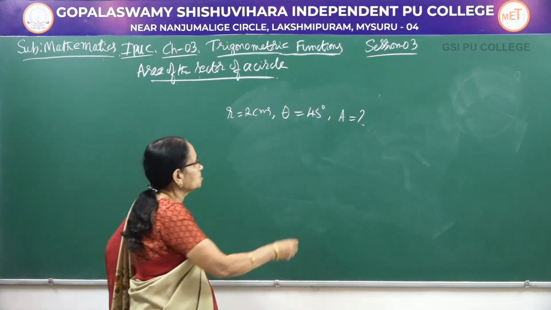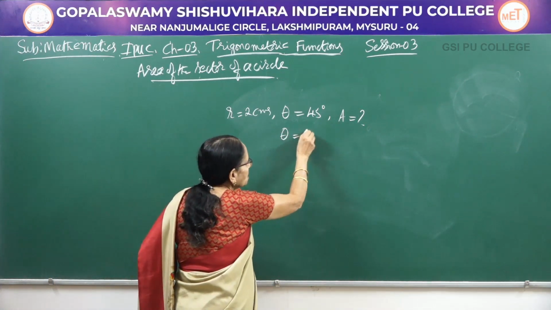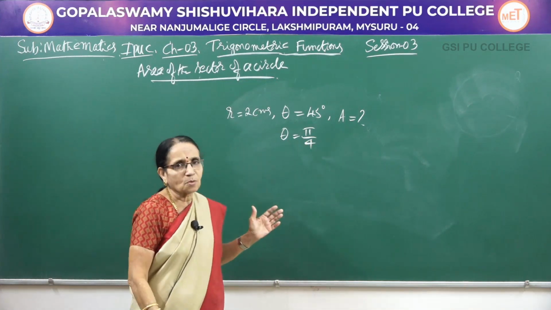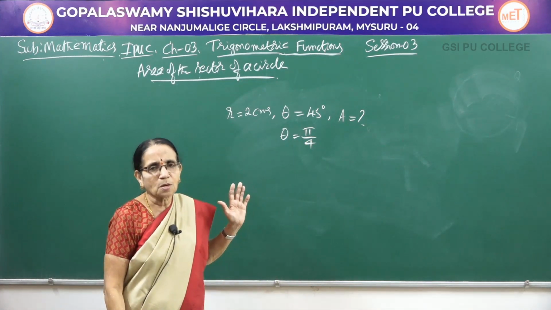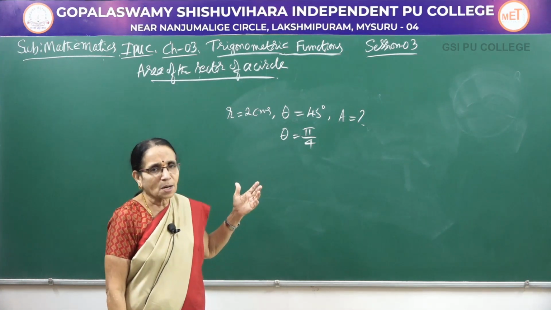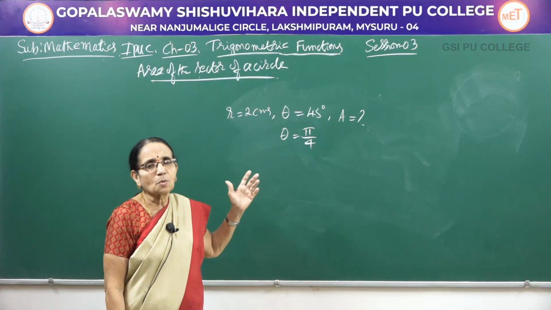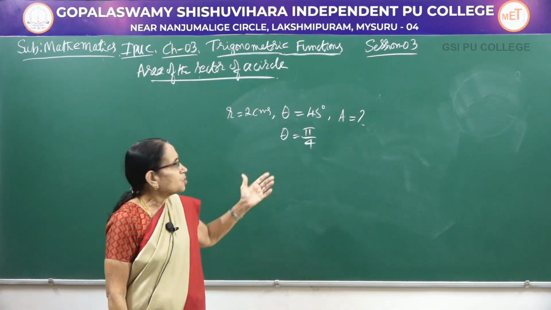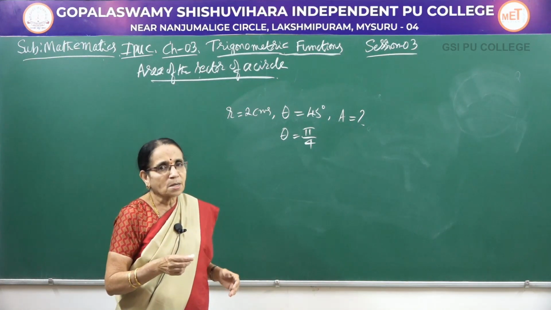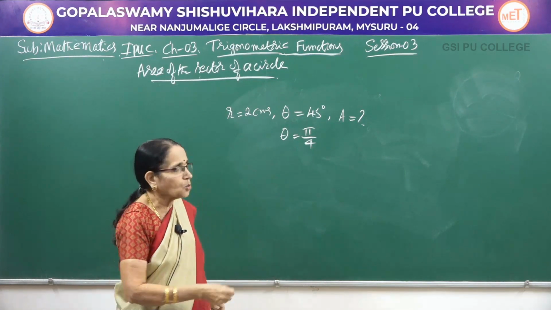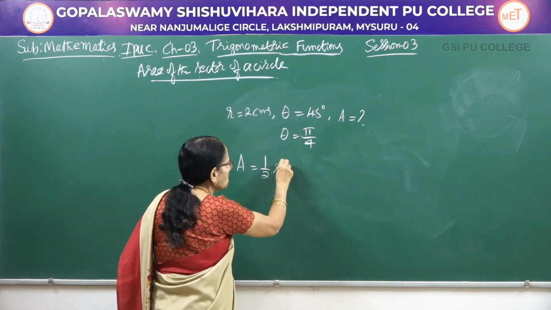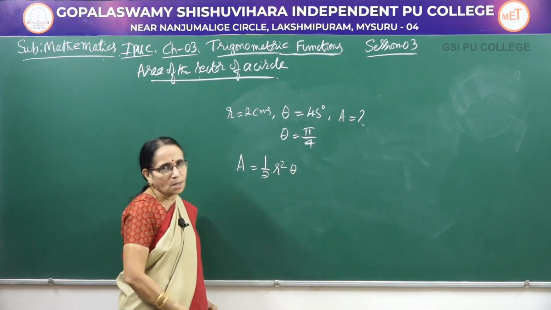Now, 45 degrees, we have done this already, is equal to pi by 4 radian. Be familiar with that one: 30 degree pi by 6, 45 pi by 4, 60 degree pi by 3 and 90 degree pi by 2, because these are the standard values we will come across rather often. If you remember, each time you need not write 45 into pi by 180, directly you could write. Now, consider the formula A is equal to half into r square into theta.